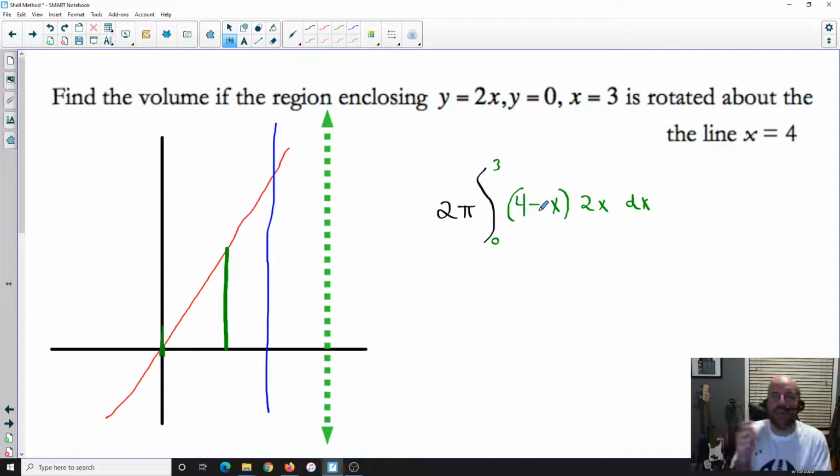But the key here is whenever we're not on the y or the x, that's not our axis of rotation, we need to think about what that distance is. In this case, it was 4 minus our x value. If we're rotating around a horizontal, we're going to be doing something minus a y. Or, sometimes they get complex and you have to draw things out and think about what your radius is. That's the most complicated part of the shell method.